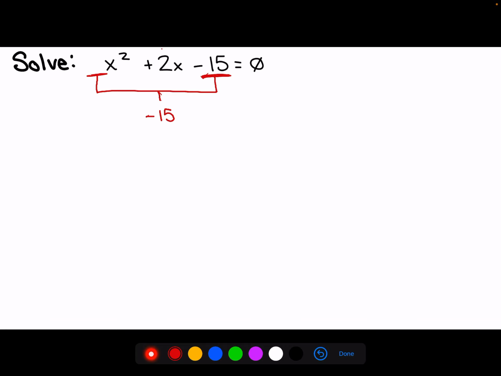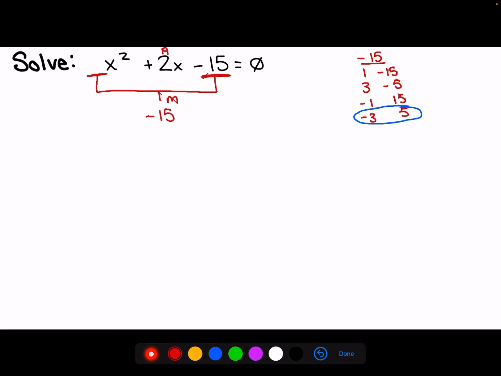From here, I want to find numbers that add to be 2, that middle term, and multiply to be negative 15. So let's list out all the numbers that multiply to be negative 15. We have 1 and negative 15, 3 and negative 5, negative 1 and positive 15, and negative 3 and positive 5. Out of all these choices, which one will add to be positive 2? That would be these last two, negative 3 and positive 5.